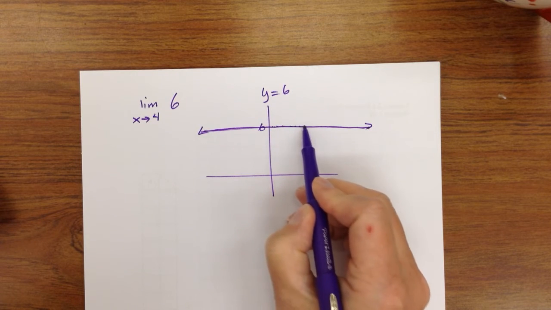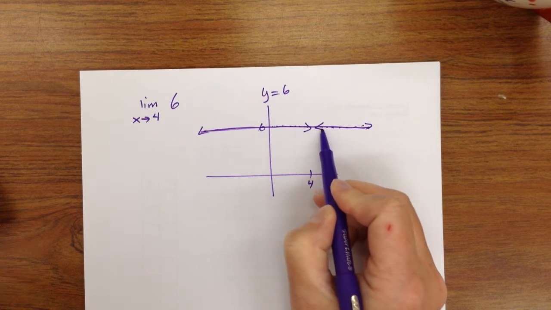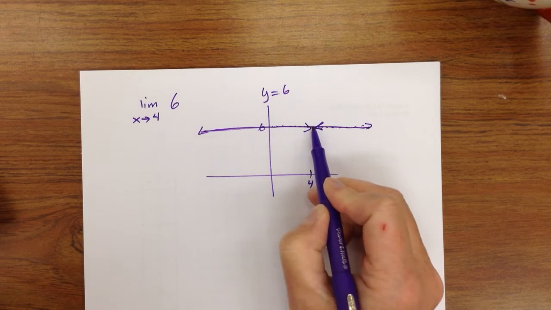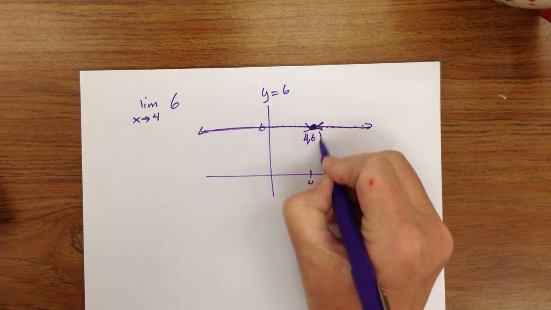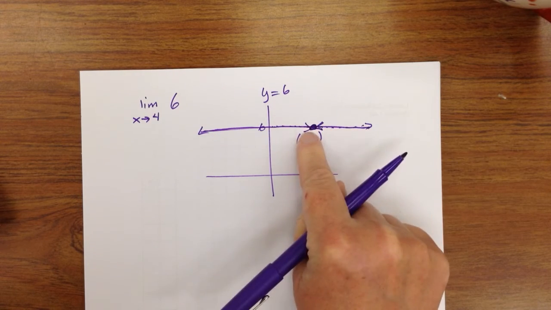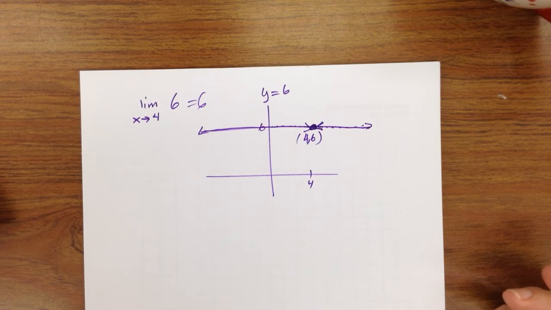6, 6, 6. All of these are approaching the dot that is at 4, 6. The dot height and the limit height are the same. The answer is 6. It's so obvious, it's almost confusing. Let's try another one. Come on, it'll be fun.